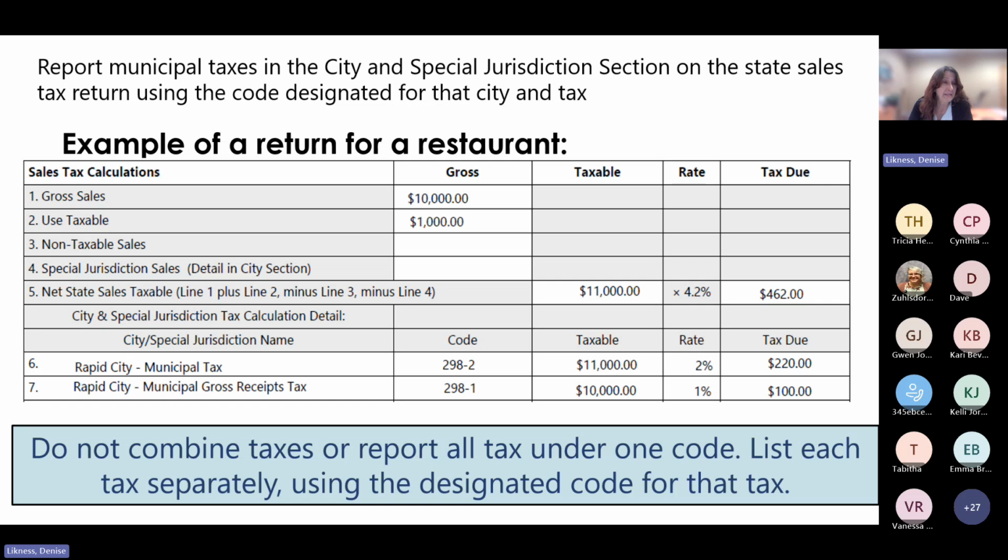So when you're filling out a return, a big thing that we do find is some people will just give it all to Aberdeen. Say they shipped stuff off, in this case, Aberdeen or Watertown or the city that they're actually in. Say this is product that they ship out. So they'll just go ahead and put it under Watertown's. Well, that's not right, because it was shipped to Rapid City.